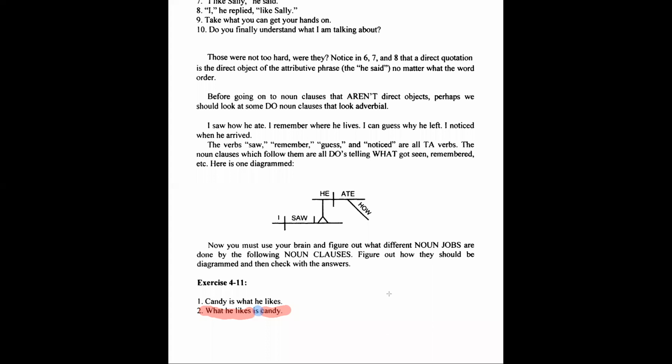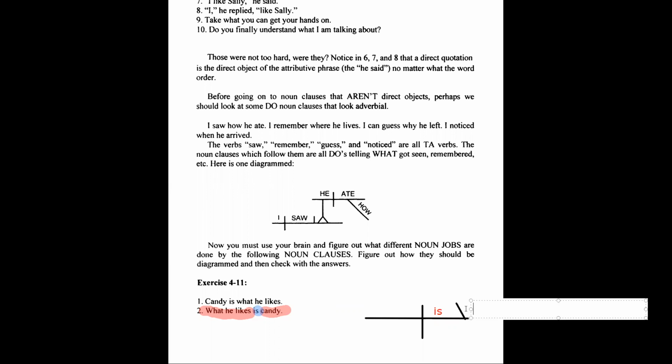So let's do number 2. What he likes is candy. So diagram the stuff you know first. Okay, or you can do it in a different way, but just for this one, we'll do it this way. What do we know first? Is, intransitive linking verb. Candy, that is our predicate noun. All right, what he likes, it's a noun clause. How do we diagram it? You got it. We put that little stick man, little hangman. We draw a line, and then we create our subject verb.